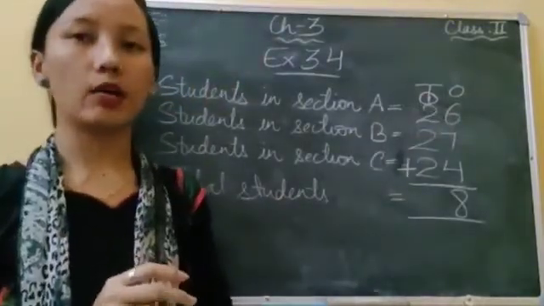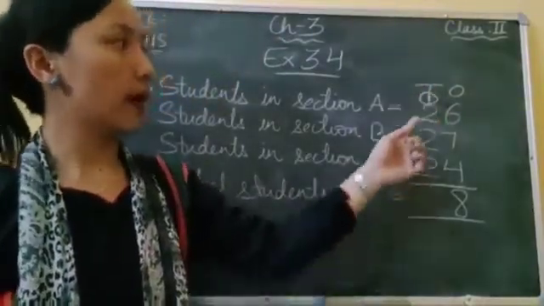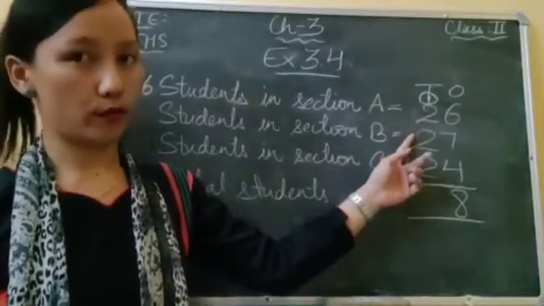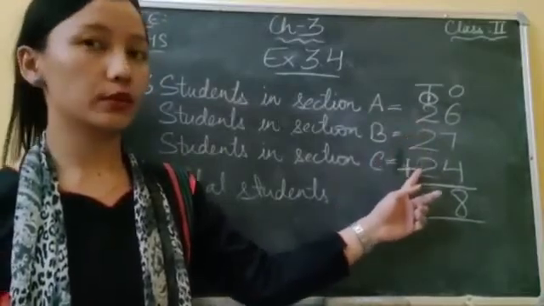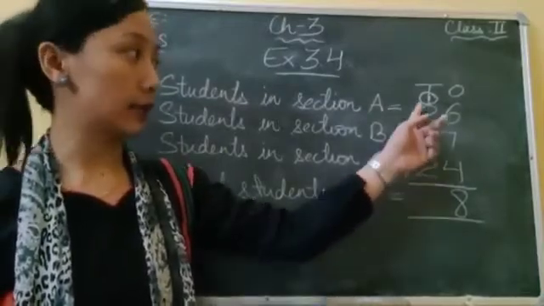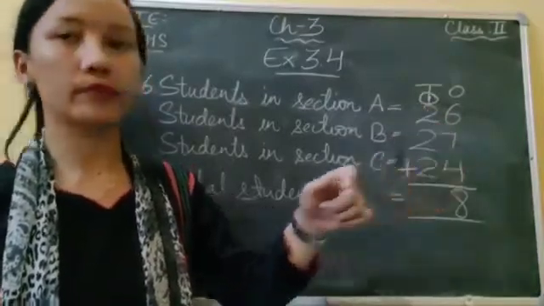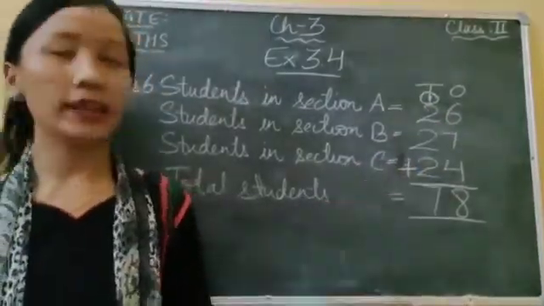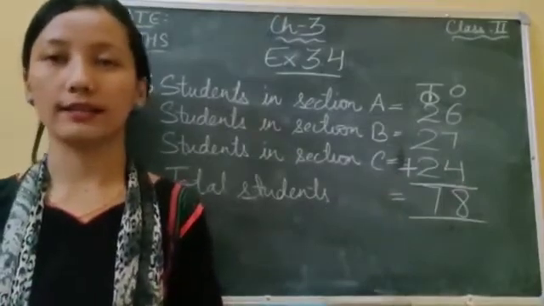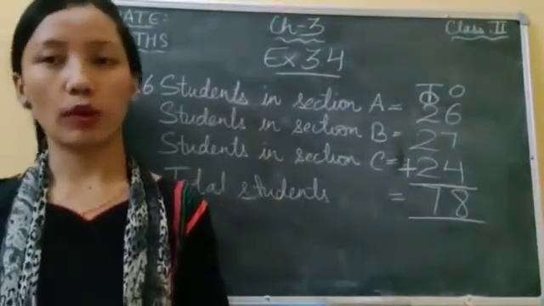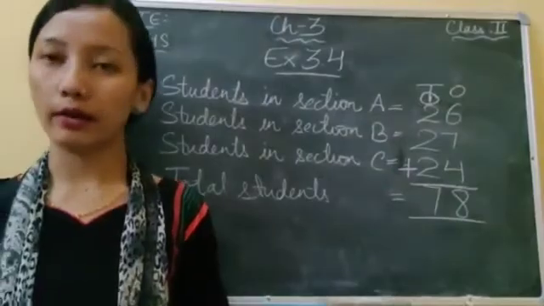Okay. Now let's add the tens column. 2 plus 2, 4. 4 plus 2, 6. 6 plus 1, 7. Very good. That means there are 78 students in the class, right? And students, you will do question number 5 and 8 by yourself.